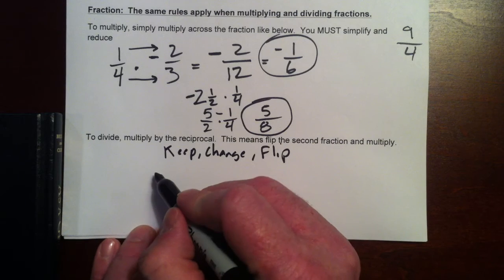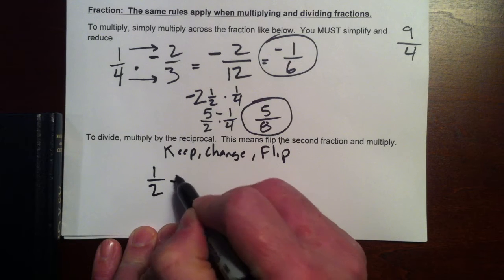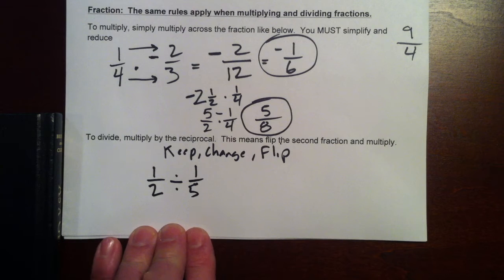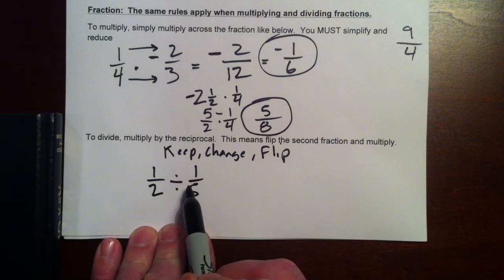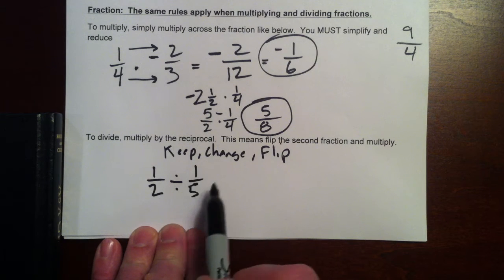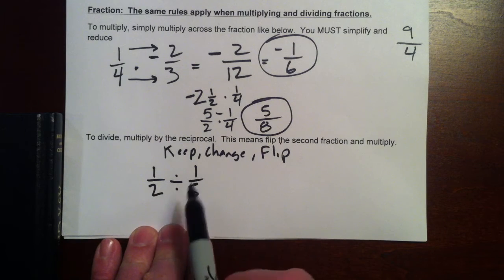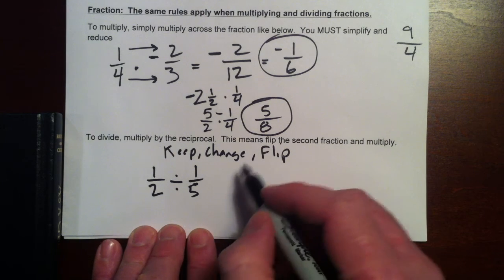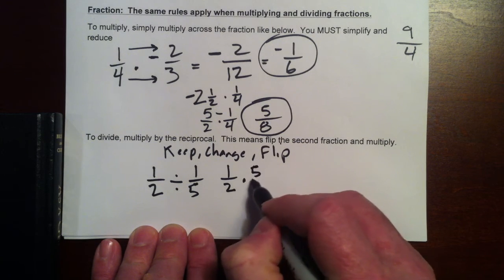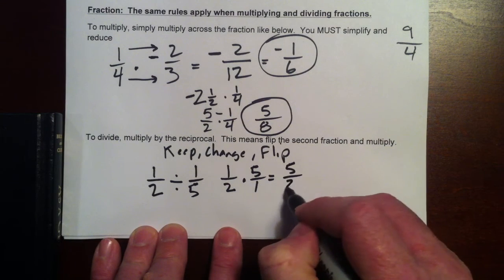Okay, so for example, if I have 1 over 2 divided by 1 over 5, well, I can't do that. So what I have to do is multiply by the reciprocal. And what that means is the second fraction. Now remember, it has to be the second one, not the front one. But the second one I need to flip over. And this will then become 1 over 2 times 5 over 1. And then we would just solve. That would be 5 over 2.